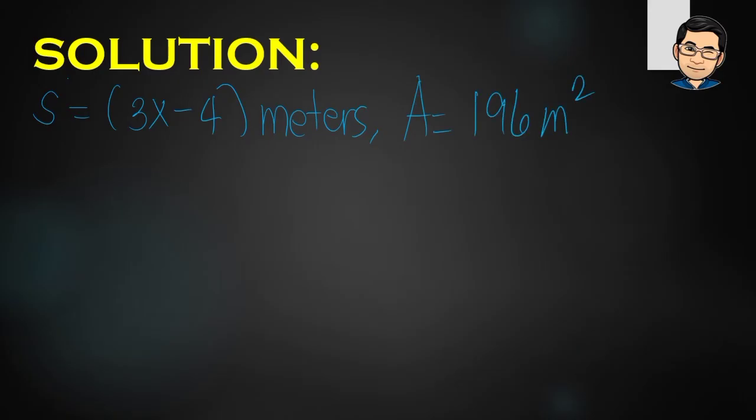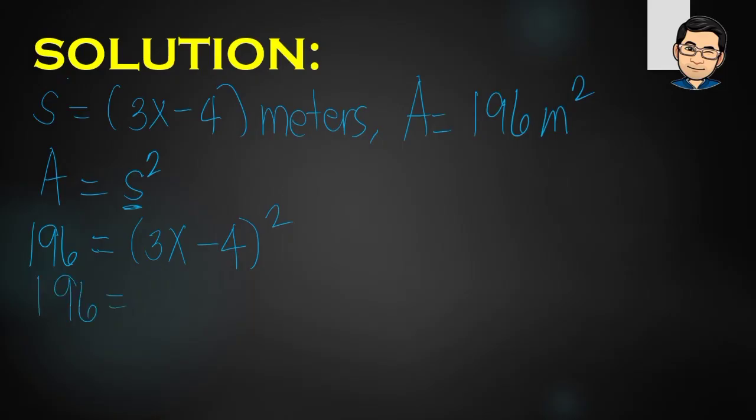Now, the formula of finding the area of square is A equals S squared. So, dahil given ang side and then yung area, madali nating makukuha yung equation. So, substitute lang natin 196 equals S. Itong side niya, that is the quantity of 3x minus 4 squared. Next, 196 equals, square natin to.